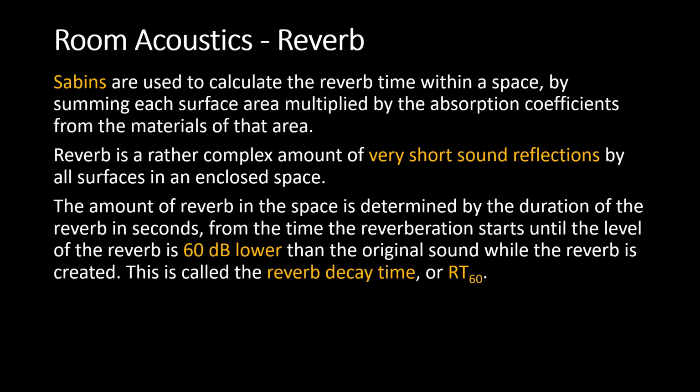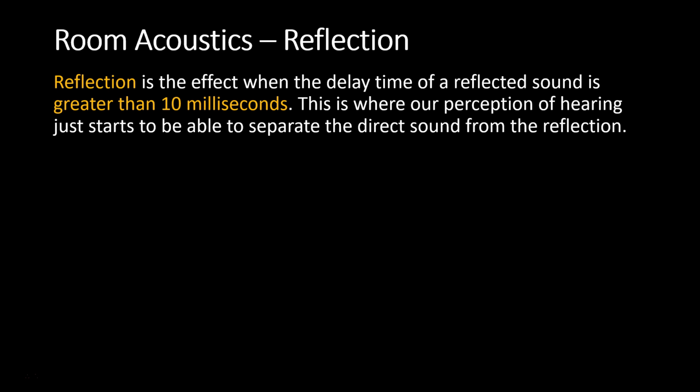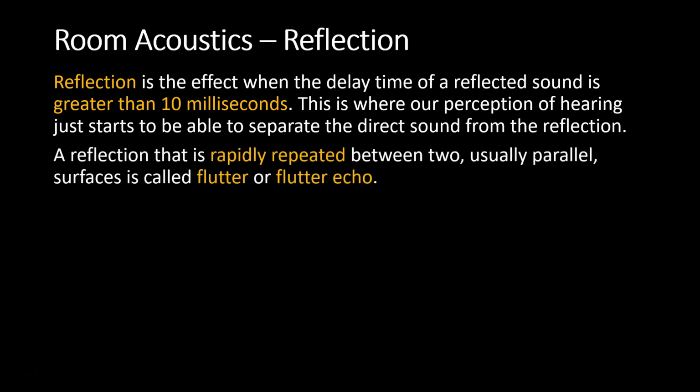The amount of reverb in the space is determined by the duration of that reverb decaying in level by 60 decibels, and it's typically called the reverb decay time, or RT60. A reflection is when the delay time of the reflected sound is greater than 10 milliseconds. If you listen to the reverb, that would be way less than 10 milliseconds. Beyond 10 milliseconds, we start perceiving each one of those reflections as a separate, distinct sound from the original sound. That rapidly repeated, usually between two parallel surfaces, is called flutter or flutter echo. It has more of a distinct sound to it, because it's happening far enough apart that we can hear it.